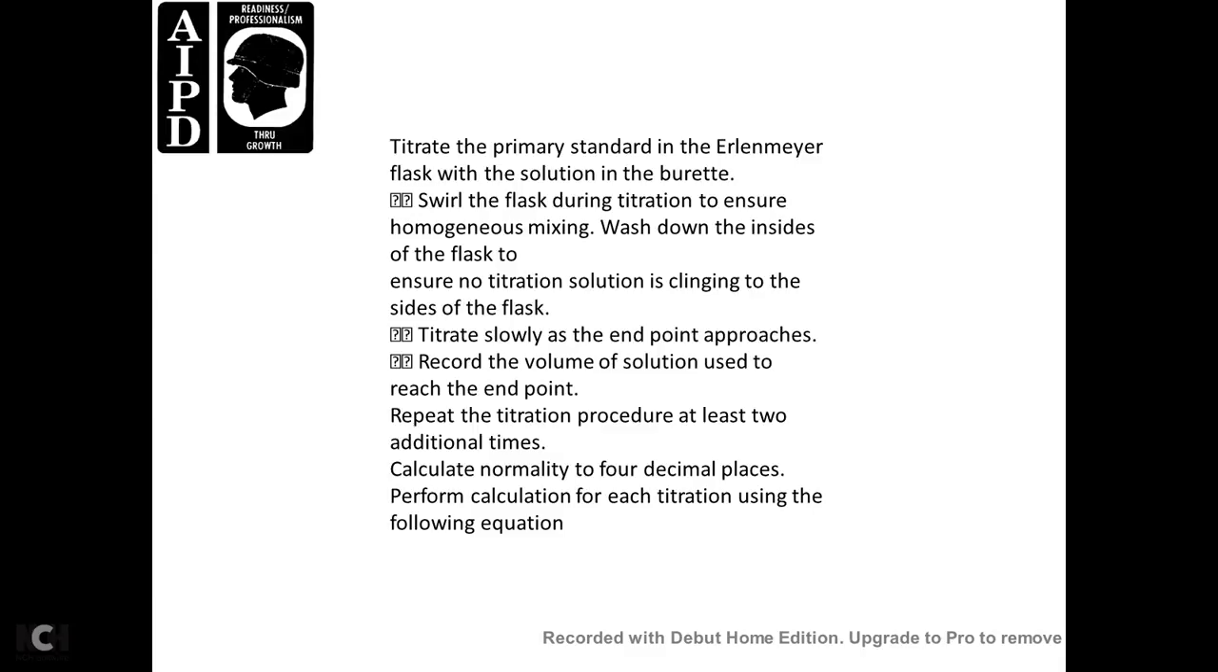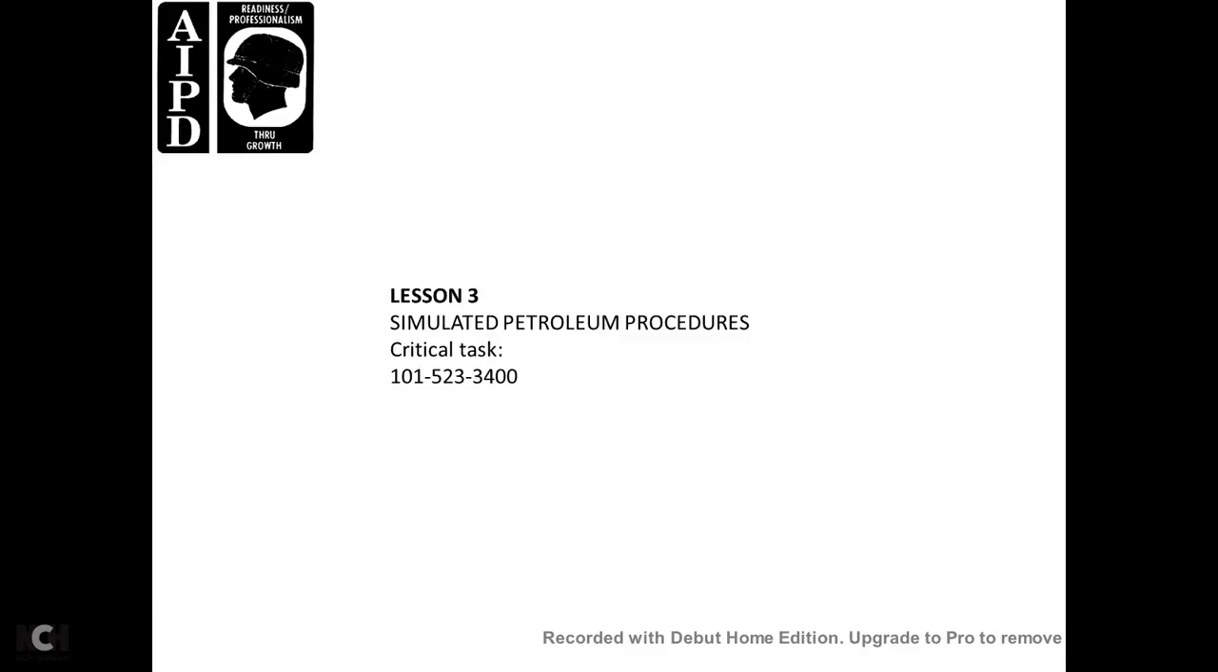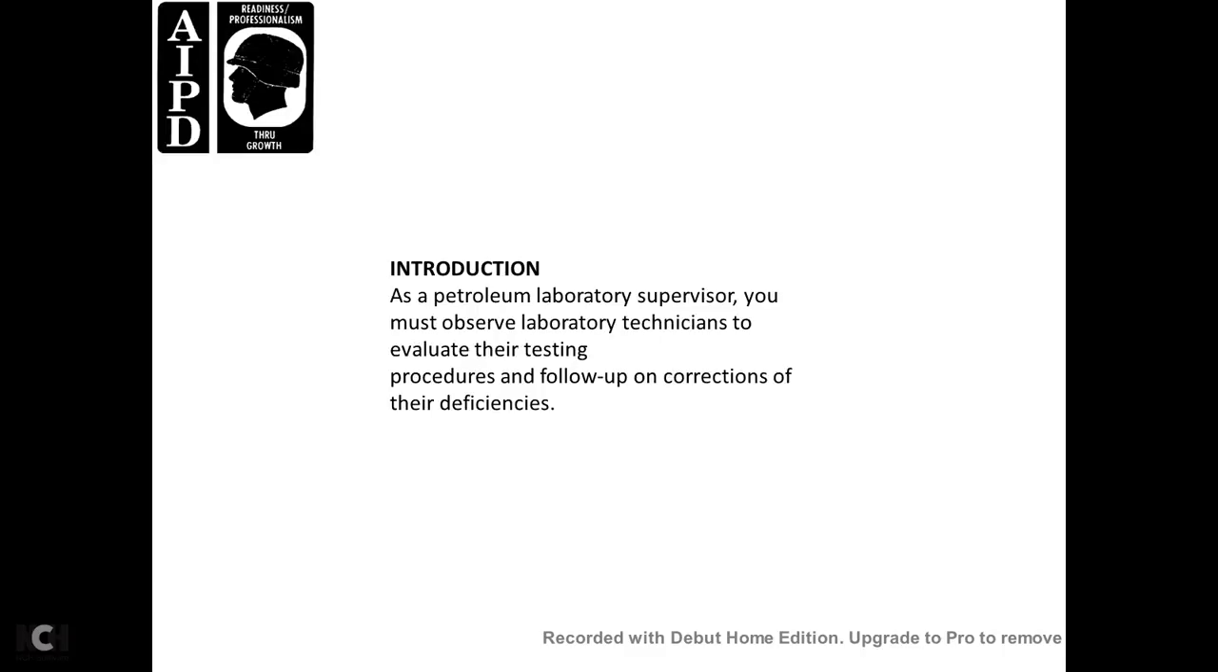Perform the calculation for each titration using the following equation. N, the normality of the solution, is equal to the weight of the primary standard used in grams, times the decimal fraction purity of the primary standard, divided by the milliequivalent weight of the primary standard times the volume of the solution used in milliliters. Obtain the average of the normality titrated. Label the standardized solution for identification, including the date, standardization, type of solution, normality, and the rank and name of the person who standardized it.